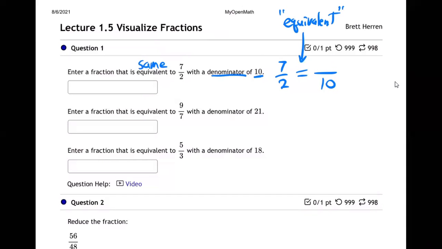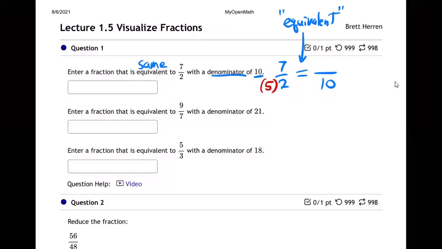Well, how do you know what needs to go on the top? What do I do here, guys? How do I make the new fraction have a denominator of 10 when it currently has a denominator of 2? Multiply it by 5. I'm sorry, what was that? Multiply it by 5. Yeah, multiply it by 5, exactly.